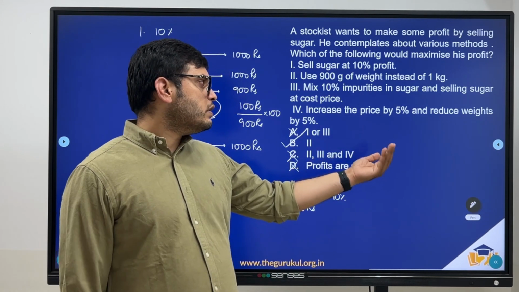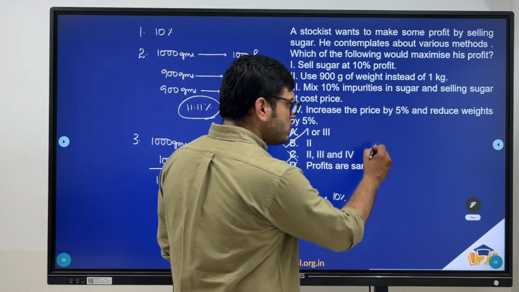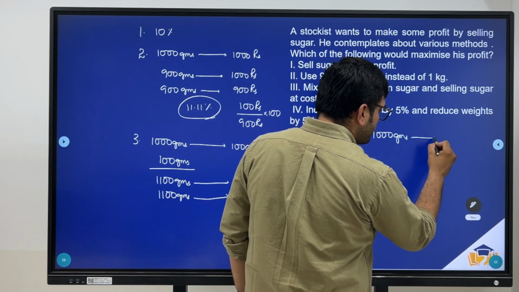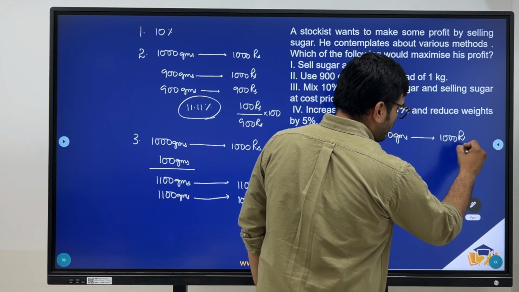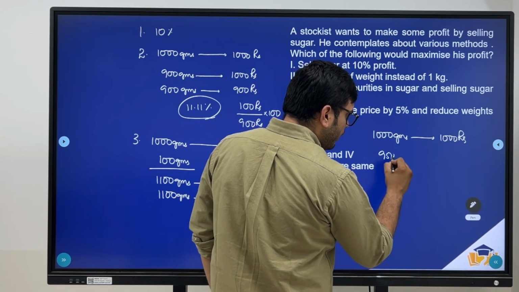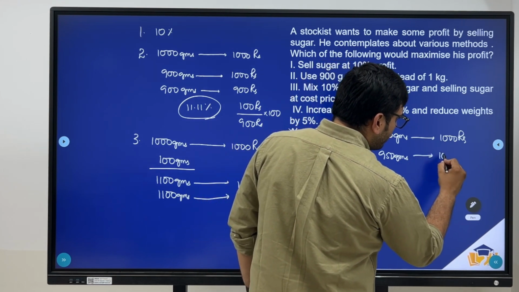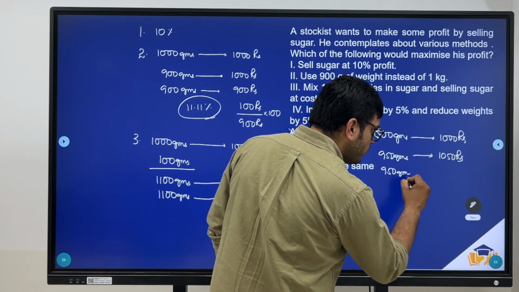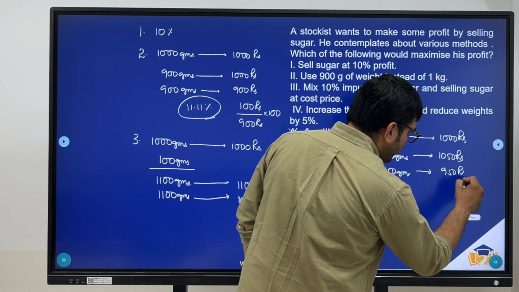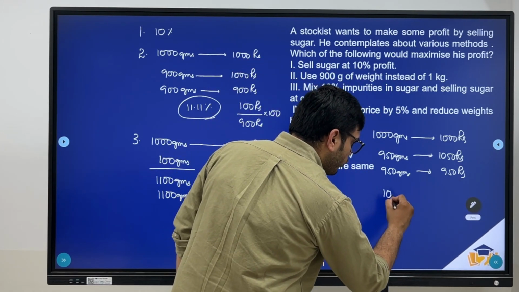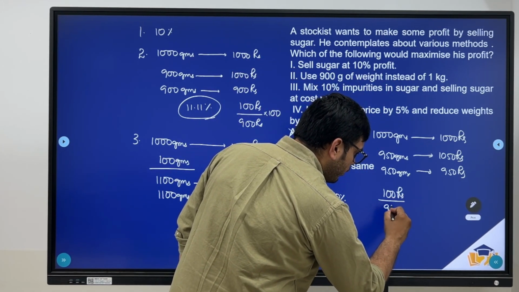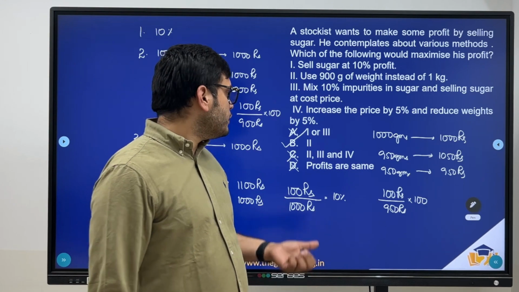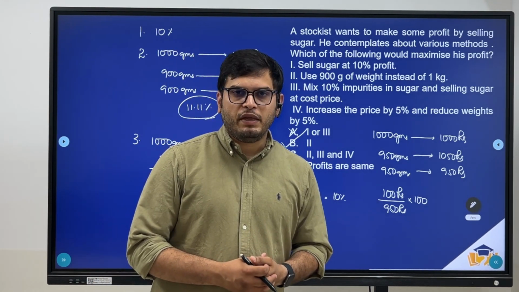Increase the price by 5% and reduce the weight by 5%. So that means if the stockist purchases 1000 grams for 1000 rupees, while selling, he will be selling only 950 grams at 1050 rupees, right? So the cost price of 950 grams would be 950 rupees. So he would be earning how much? 100 rupees profit on 950, into 100. So that will be less than 11.11%. So the answer for this question should be option B.